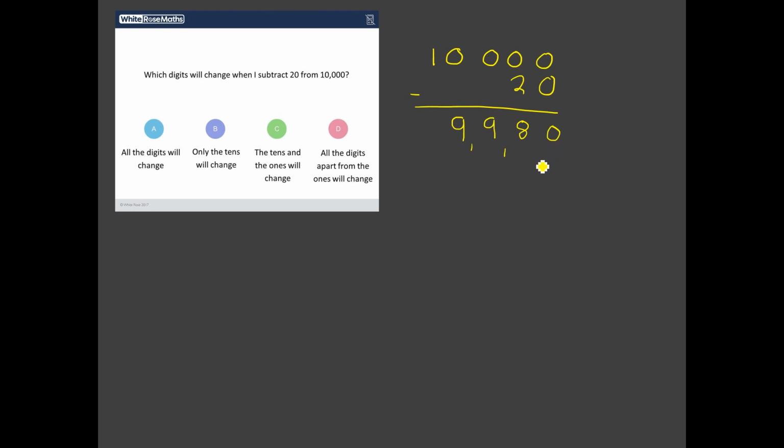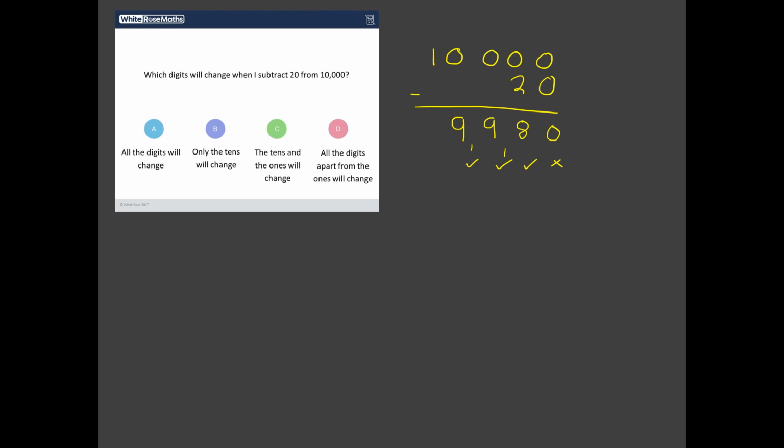So which of the digits have changed there? Well, that's not changed. That's changed. That's changed. And that's changed. So I think the thousands digits have changed, the hundreds digits, and the tens digits. So the only digit that hasn't changed are the ones. So I think the correct answer to this question is D.